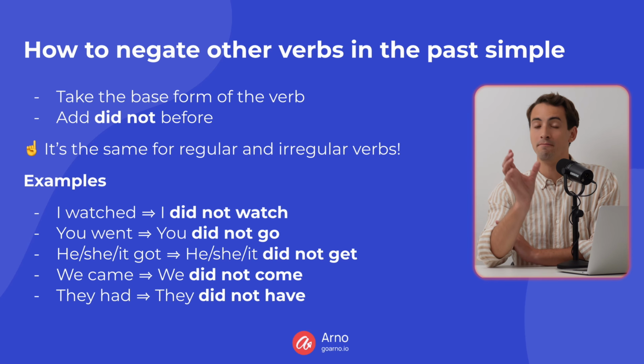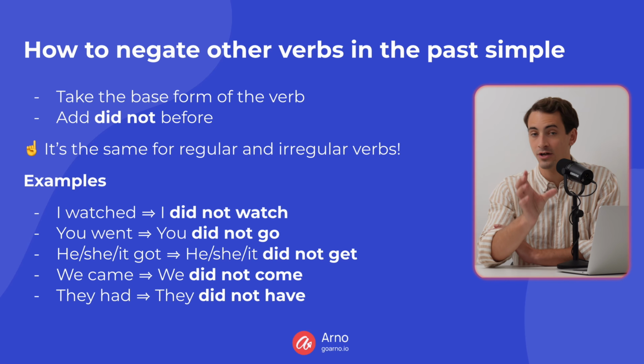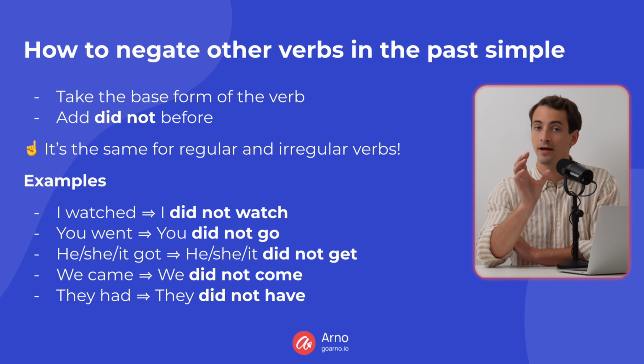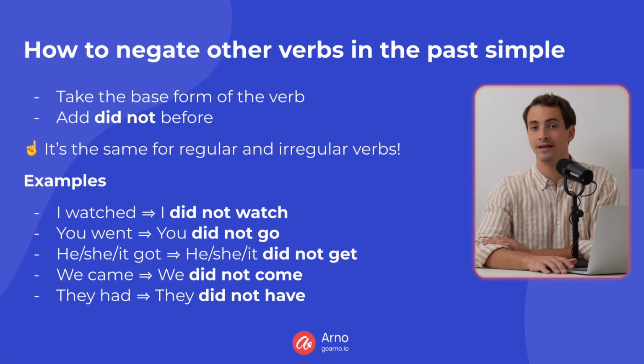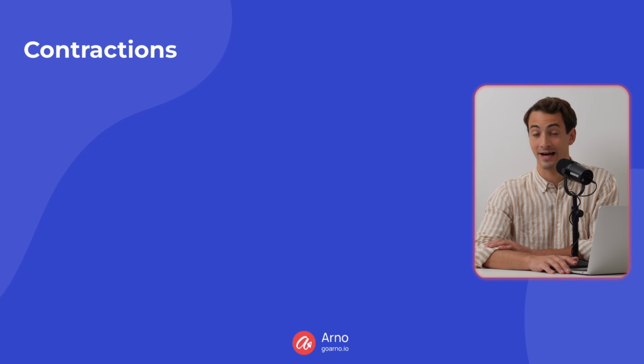So notice how the base form of the verb is not conjugated. It's just the base form of the verb. And all we do is add did not before to turn it into a negative sentence in the past simple. Very easy. Don't forget about contractions.